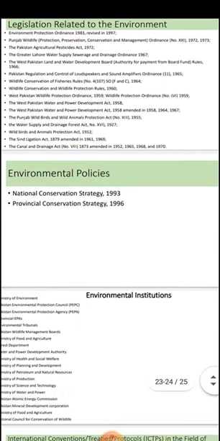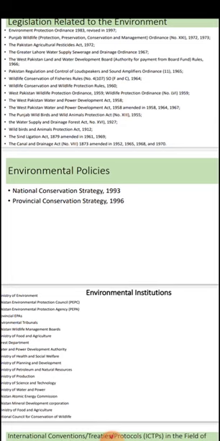And then we have some environmental policies. These policies are actually to facilitate the reduction of the environmental issues. These are a kind of regulations which are going to help us in planning some projects to improve our environmental quality and environmental status. So far we have the National Conservation Strategy, which was developed in 1993, and then we have the Provincial Conservation Strategy, which was developed in 1996.